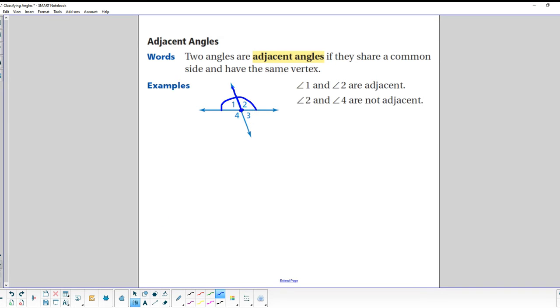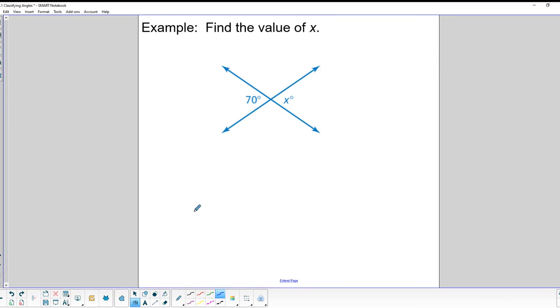So let's take a look then. Looking at this little demonstration right here, we have two intersecting lines, which means we have what they call vertical angles. And we know that angles that are across from each other are considered congruent. So what would be congruent to 70 for x? It would be equal to 70 degrees, okay? All right, that's easy.